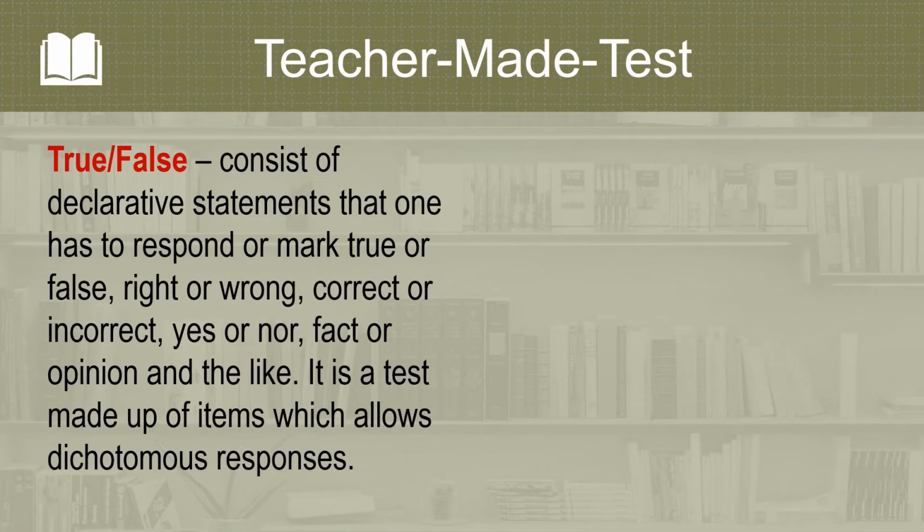Another type of teacher-made test is what we call the true-false type of test. It consists of declarative statements that one has to respond to with either true or false, right or wrong, correct or incorrect, yes or no, fact or opinion, and the like. So it is a test made up of items which allows dichotomous responses. It is also known as alternative response because you have two options to choose from, and take note there is a single best answer. That's why it's under objective type of test.